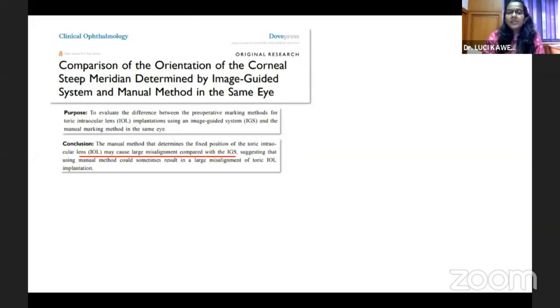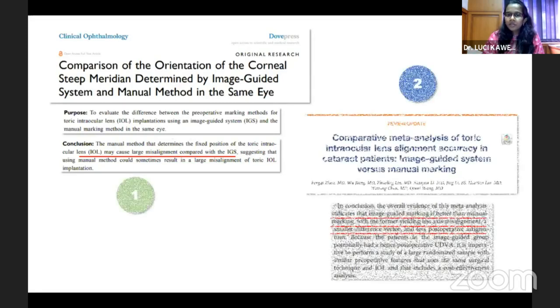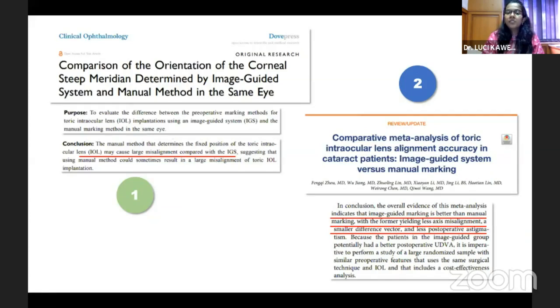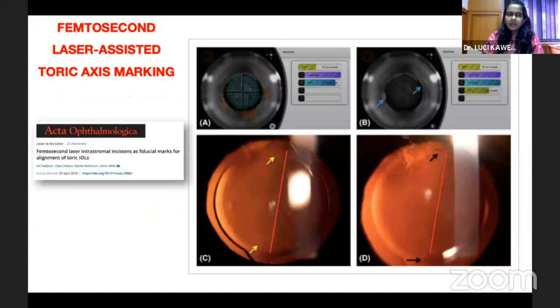So the different studies which were there in the literature say that these image-guided systems reduce the misalignment of toric IOL much more in comparison to manual axis. And they indicate not just the toric alignment, there is a difference in terms of the vector of the postoperative astigmatism or outcome that you receive. So it improves your outcome also in comparison to your manual marking method.